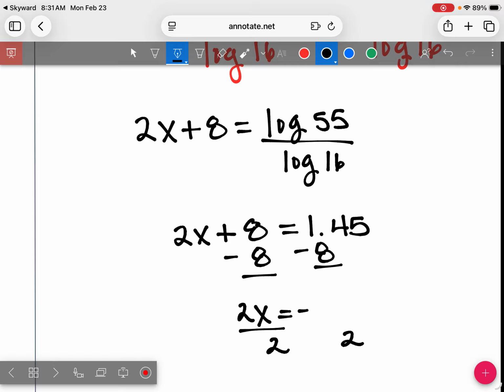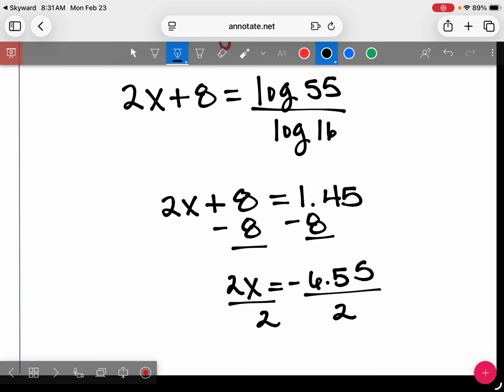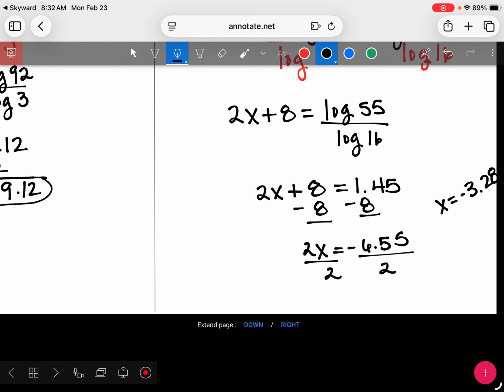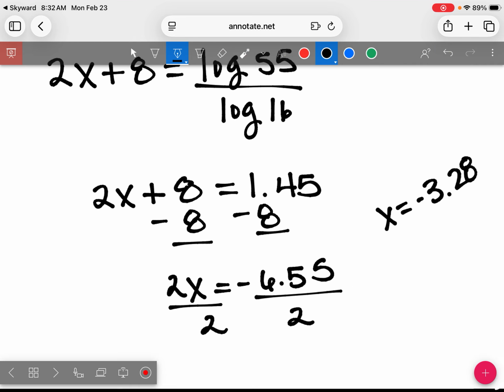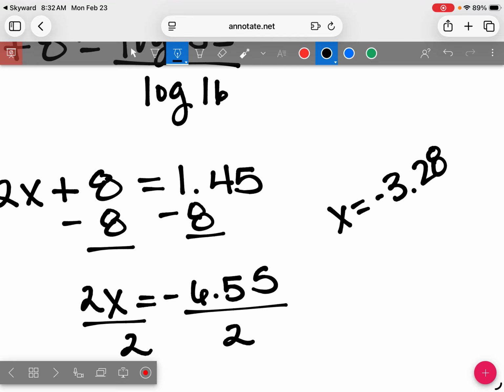And then 1.45 minus 8, because I was thinking that answer, 3.07, is a little bit too far off what I got originally. And then divide that by 2, and you should get something really close to, I mean, it's really negative 3.28, but as long as you're really close to that, you should be within a couple pennies, up or down.